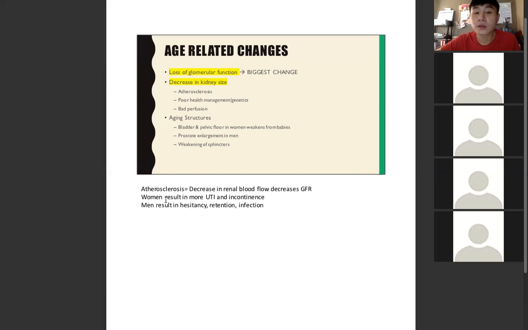So the reason why women usually have more UTIs than men is because of the length of the urethra. The urethra in women is much shorter than the urethra of a male. Therefore, it is a shorter journey for the bacteria to travel to the bladder or the kidney and cause a UTI.